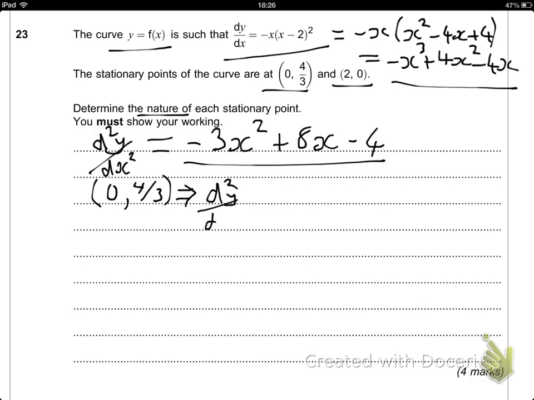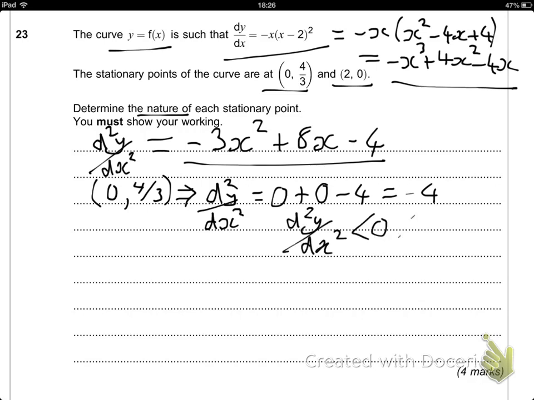So all you've got to do is substitute into d squared y by dx squared, which is minus 3 times 0 is 0, plus 8 times 0 is 0, minus 4, which is minus 4. Now because that is less than 0, so d squared y by dx squared is less than 0, that means it is a maximum.